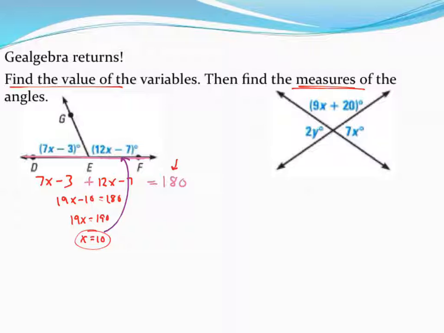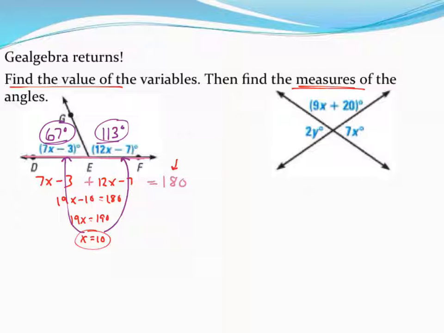So take your x, which is 10, and plug it back into the original equation. So 12 times 10 minus 7 gets me 113 degrees for this angle right here. I'll plug x in over here as well. So 7 times 10 is 70. Subtract that 3 and you get 67 degrees. If I check this problem, I can add up 67 and 113, and they do indeed add up to 180.